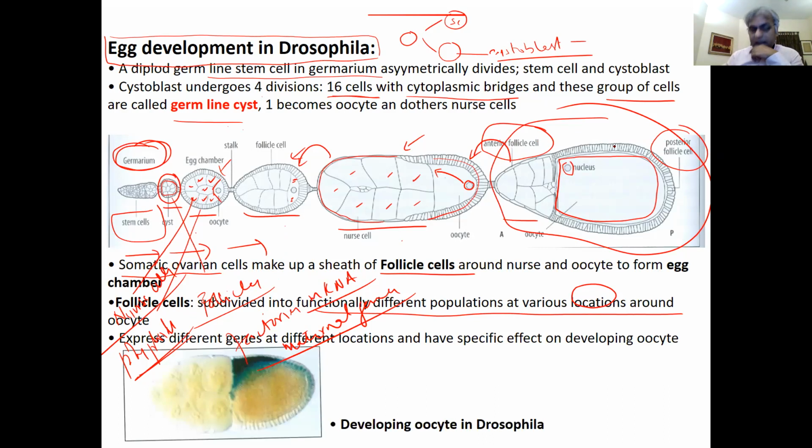So this is the stage you just saw, and this is the oocyte location, the location of the oocyte nucleus. And here you can see large nurse cells. I think they are visible to all of you.